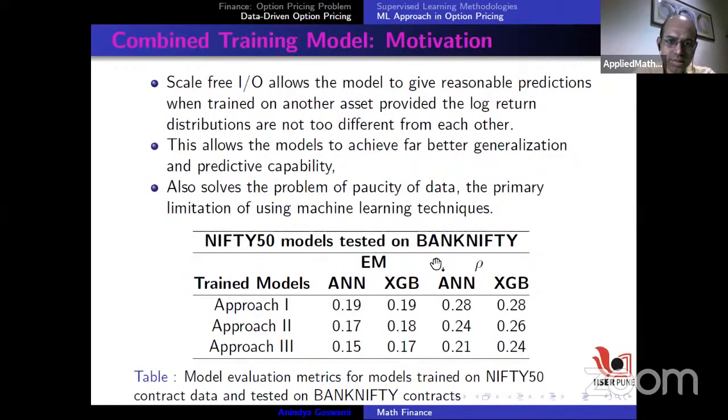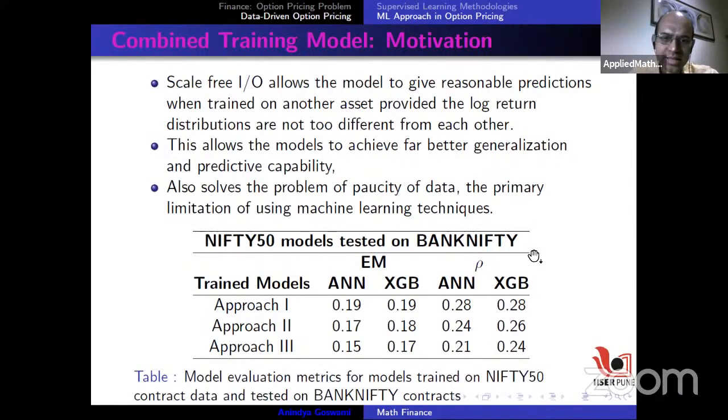So this reveals one thing: if I am trying to find the option price on an asset which is very new, and I don't have data, I can still use the machine learning algorithm to find the option price. Just because possibly I have trained it using another asset's option price data, whose log return was behaving similarly, okay? So that is nothing unexpected, but okay, this is good that we have obtained that.